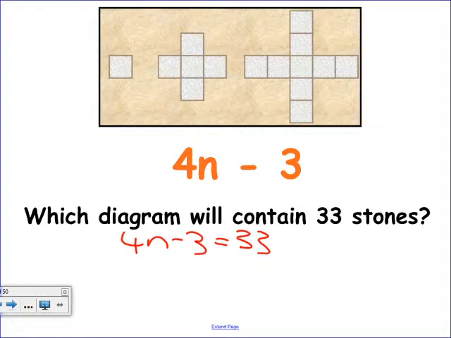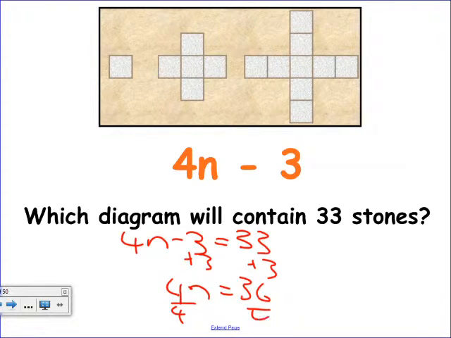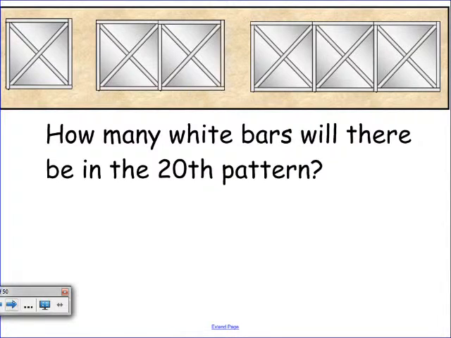So it's a two-step equation. Everyone happy with our two-step equations? We add 3 on both sides. We have 4n equals 36. Divide both sides by 4. And my 9th picture will contain 33 stones. Can you see what we did there? So I had my expression, and when they say which picture has 33 stones, or is the number 33 part of the sequence, you convert it into an equation. Okay? So there you go.